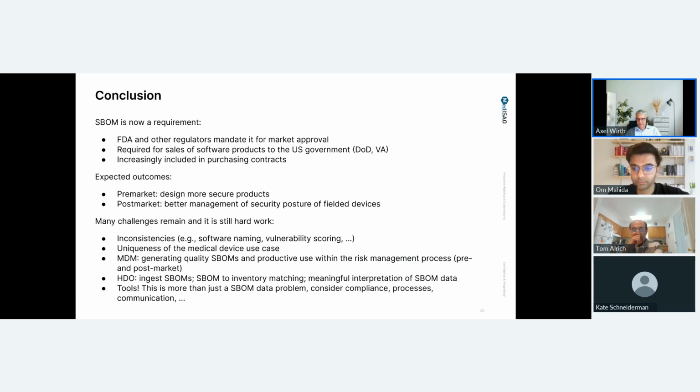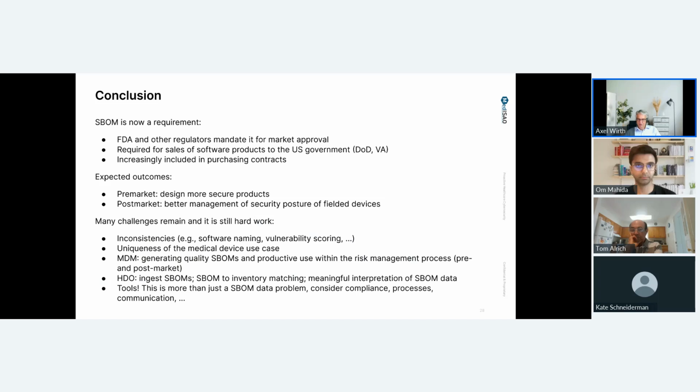However, challenges remain, and it is still hard work, right? The SBOM is a tool, and as the saying goes, a good drill doesn't make a good dentist, and the same is true for SBOM. Even a good SBOM still requires a lot of activities around it, and we need to deal with and manage inconsistency, for example, in software component naming.